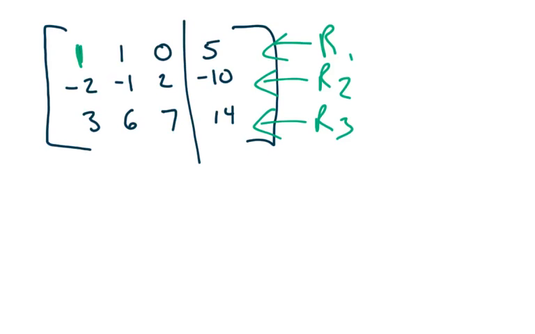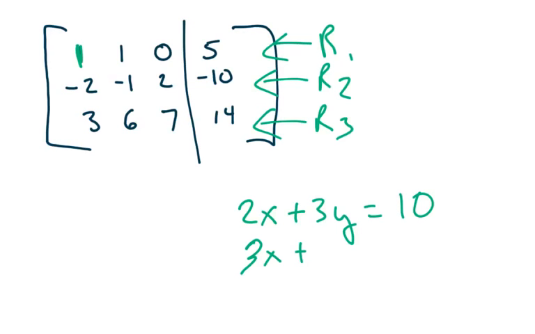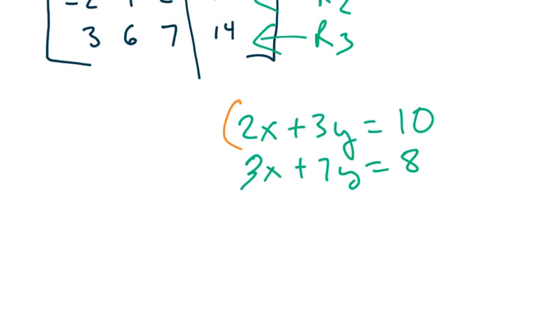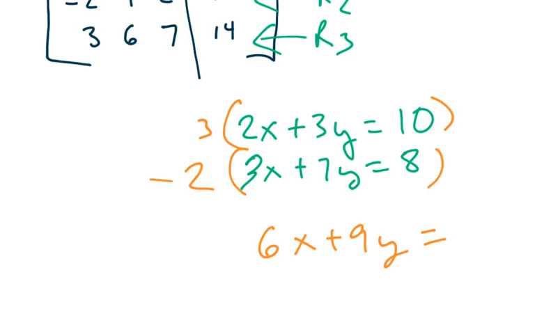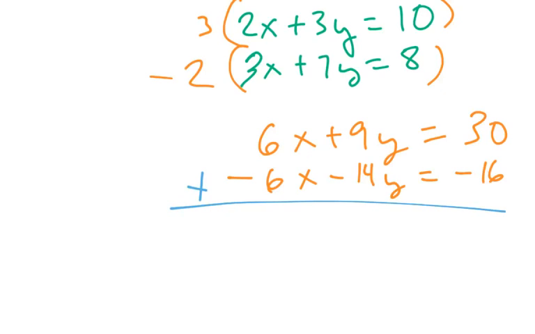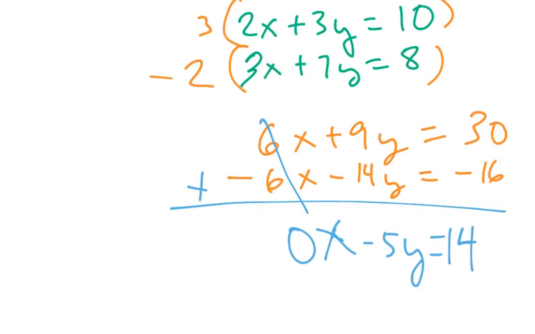So, for example, if I give you an equation like 2x plus 3y equals 10 and 3x plus 7y equals 8, and you're asked to solve this, we can take one multiplied by 3 and take the other multiplied by negative 2, and we'll get 6x plus 9y equals 30, and negative 6x minus 14y equals negative 16, and then we can add these two together with the intent of getting this to become 0x, right? And so on and so forth and solve the problem.